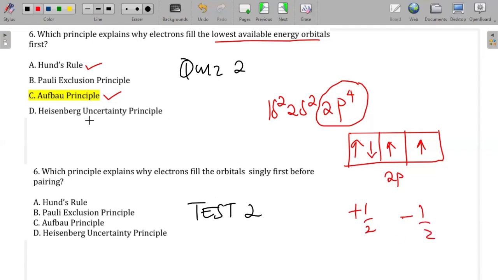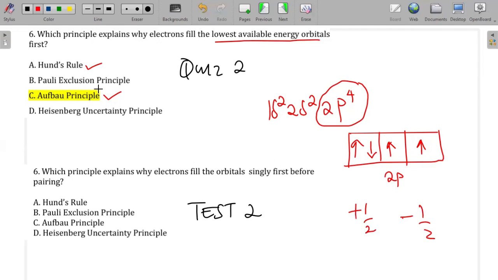And then this Heisenberg uncertainty principle is what we did on question 1. I was saying the Heisenberg uncertainty principle simply states that the position and the momentum of an electron cannot be known exactly at the same time. You either know the position, then you don't know the momentum, or you know the momentum and you don't know the position. So you can't know them at the same time.